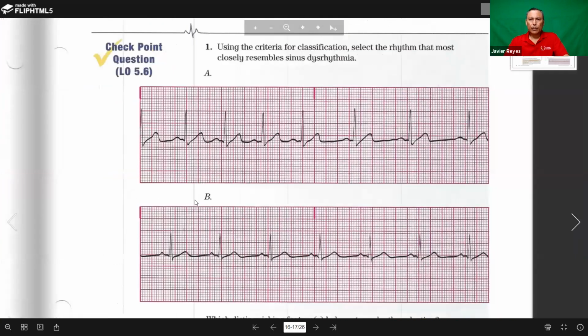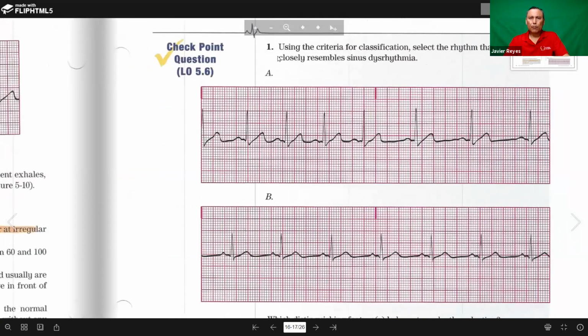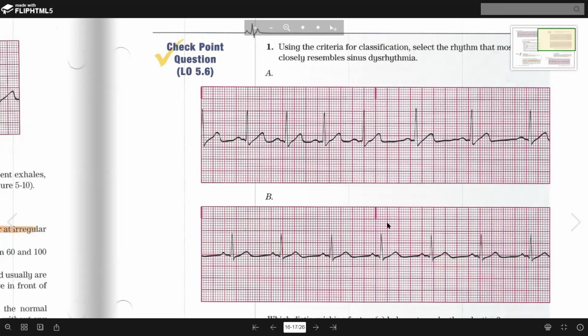Okay, using the criteria for classification, select a rhythm that most closely resembles sinus dysrhythmia. Which one would you say is sinus dysrhythmia? I think it's A. Why do you think it's A? Because it's widened. It's wide? Yeah, like the P wave. The P wave, is this the P wave or is this the P wave? That one. This one? Yeah.